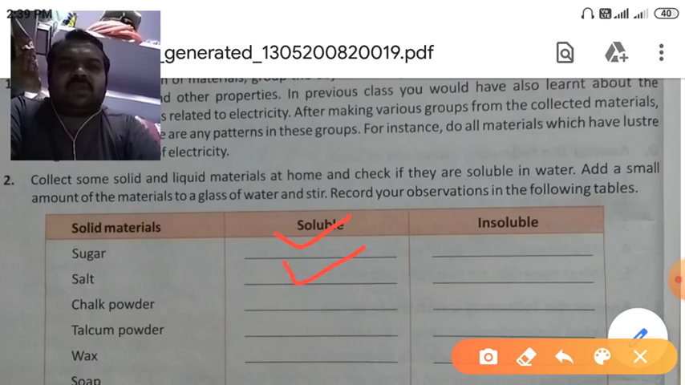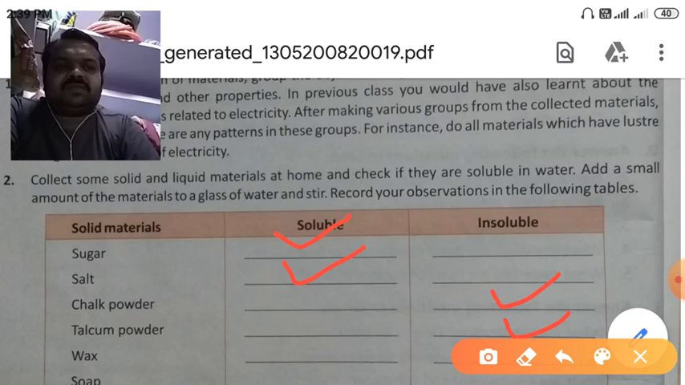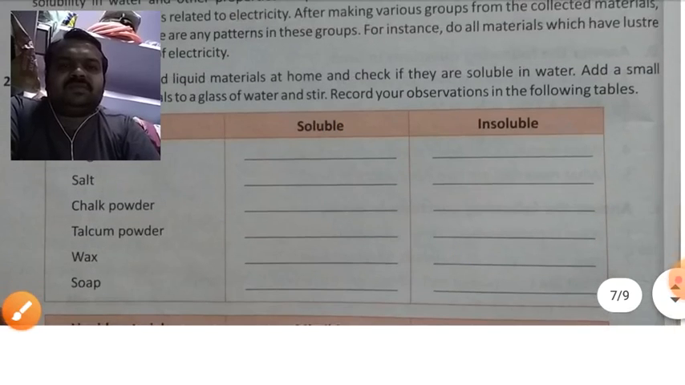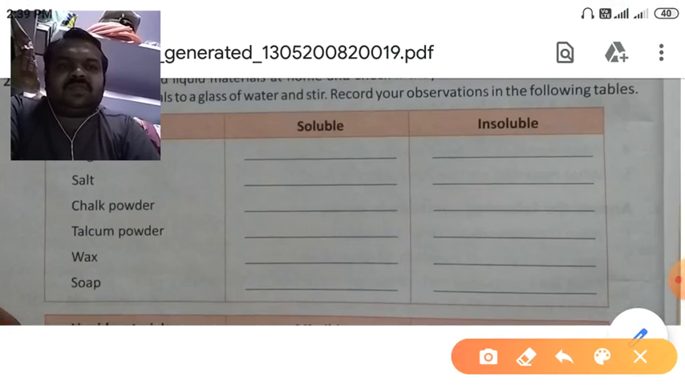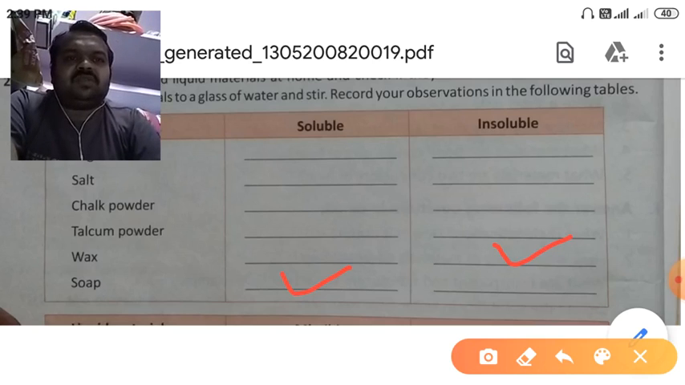Salt is also soluble. Chalk powder is insoluble in water. Talcum powder is also insoluble. Wax is also insoluble, and soap is soluble in water. That is how you will fill this table.